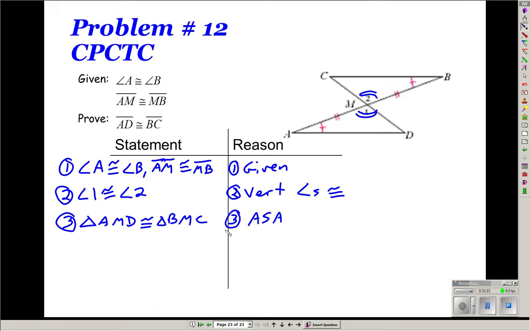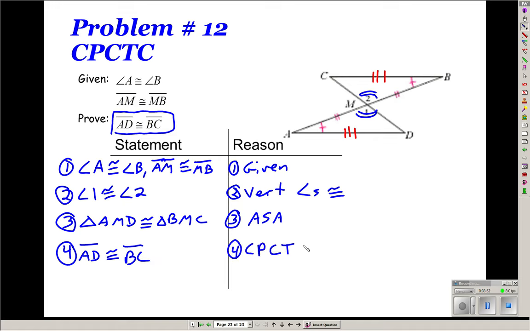Now normally we would stop there, but we have to go one step further. We're proving the segments congruent. Once triangles are congruent, any of their corresponding parts are congruent. So segment AD is congruent to segment BC. So let's add that to the end. And the reason is because corresponding parts of congruent triangles are congruent, CPCTC. So if they want parts congruent, say that the triangles are congruent first, then say the parts are congruent because of CPCTC.